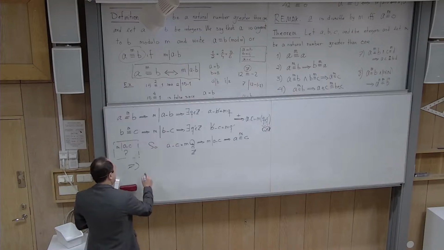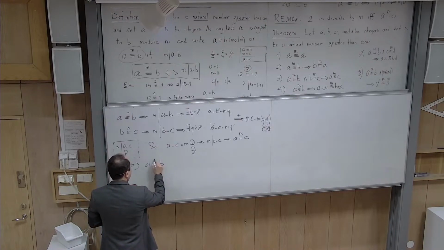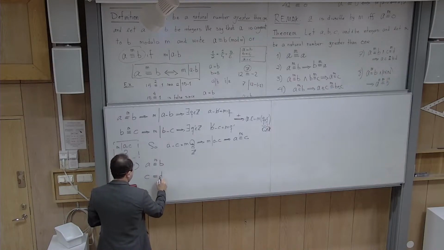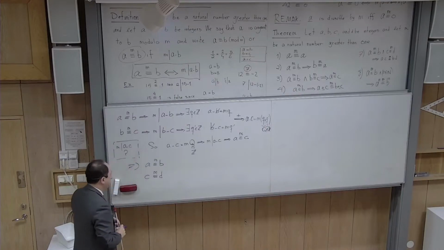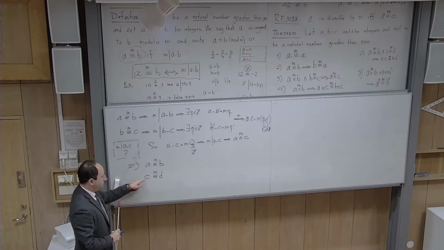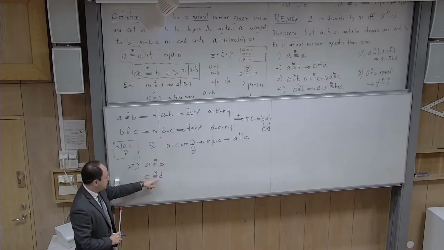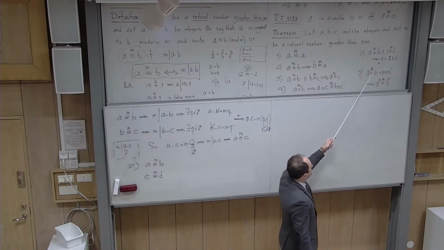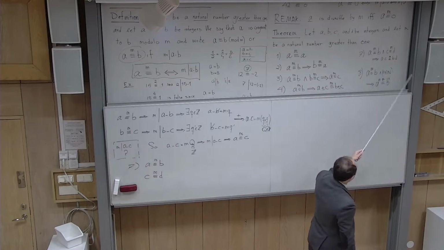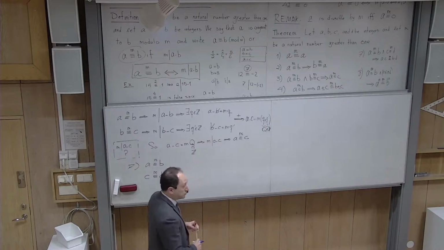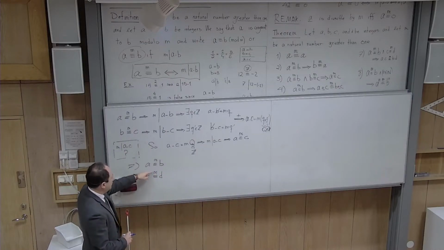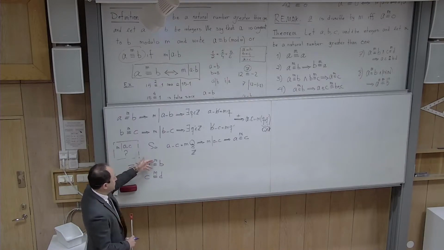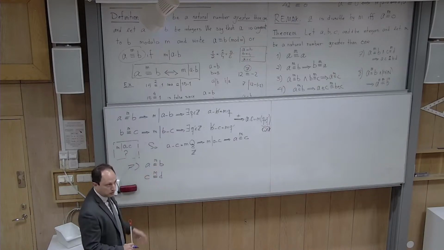So I know that a is congruent to b modulo m. I know that c is also congruent to d modulo m. My goal is to show that a times c is congruent to b times d modulo m. I want to show this in the same modulus, so be careful. These are always valid only if I work in the same modulus. If this is modulo 2 and this is modulo 3, we don't know what's going to happen.